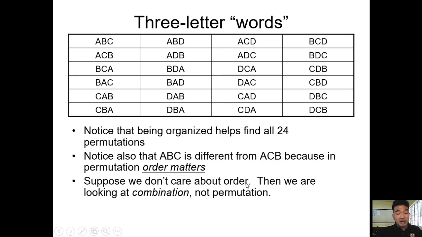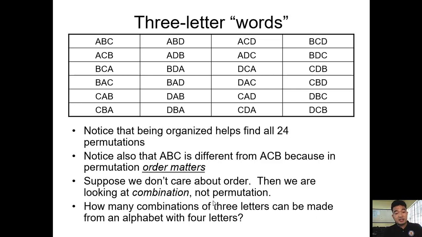Suppose we don't care about order, then we are looking at combination. Ayan. Kung wala tayong paki doon sa order, like for example, yung ABC at saka ACB, magkamukha lang yon, hindi na permutation yon. Ang pinag-uusapan na natin nun ay combination if order does not matter. Okay, how many combinations of 3 letters can be made from an alphabet with 4 letters? Ayan. The same given. Sabi, pero yung order do not matter.